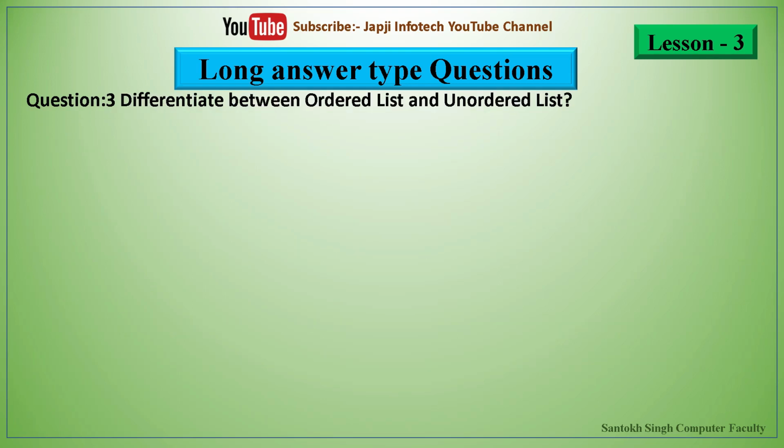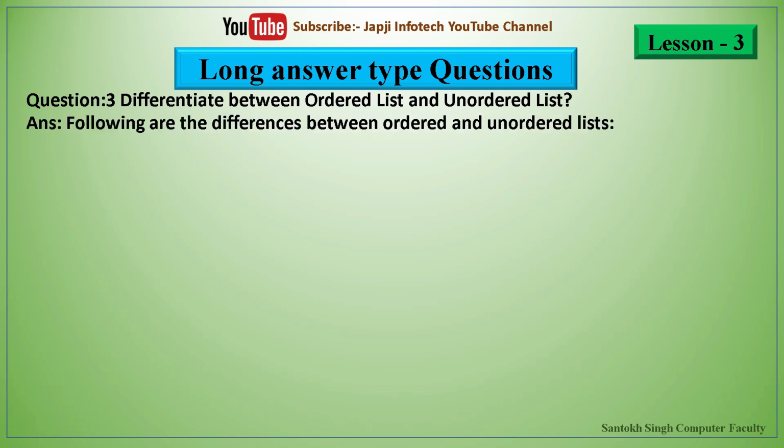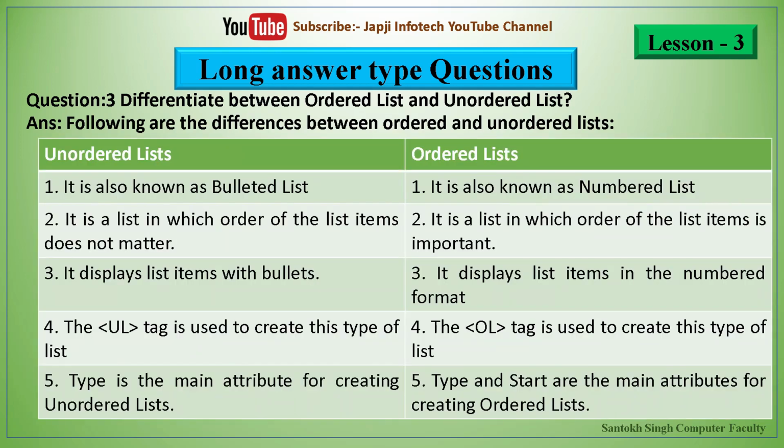Third question is, differentiate between ordered list and unordered list. So following are the differences between ordered and unordered list. The first point is, unordered list is also known as bulleted list, whereas ordered list is also known as numbered list. And second point is, unordered list is a list in which order of the list items does not matter, whereas the ordered list is a list in which order of the list items is important.